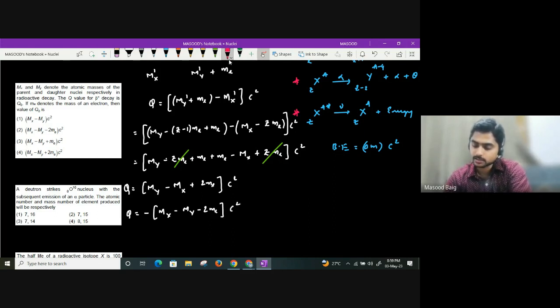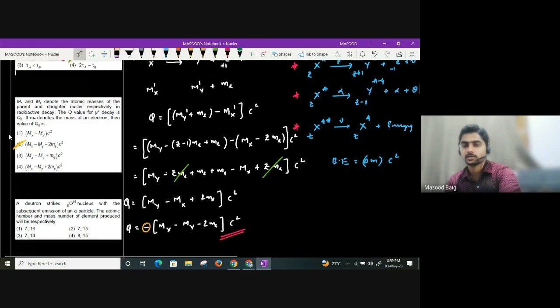And what is this minus sign indicating? It indicates that energy will be released, guys. The second option will be the answer for that. Understood, all of you? Clear, everyone? mx and my are given as atomic masses, but while I write the binding energy equation, we'll take nuclear masses, guys. Is that clear? It's a very important question again, and a very good question also.